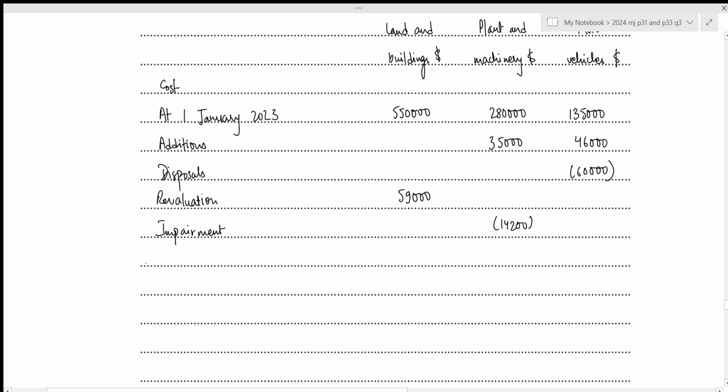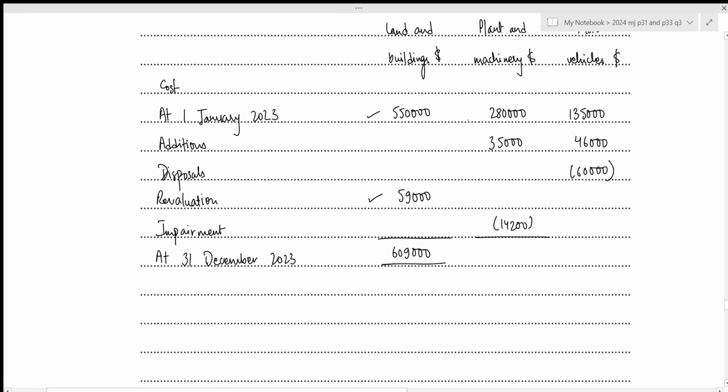That should be all for our cost section. So we now get the value at 31st December 2023. For land and building, that will be 550,000 plus 59,000, which results in 609,000.